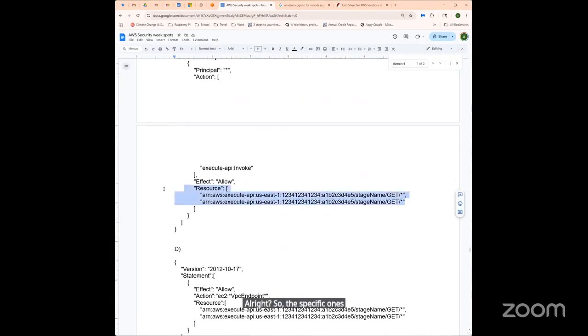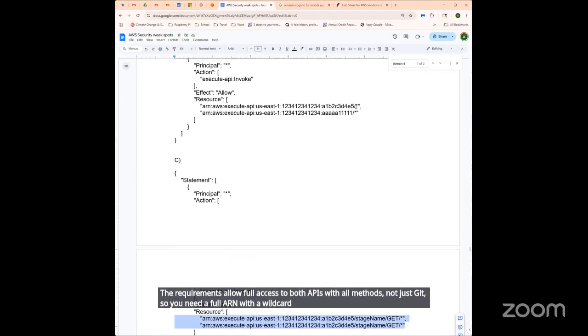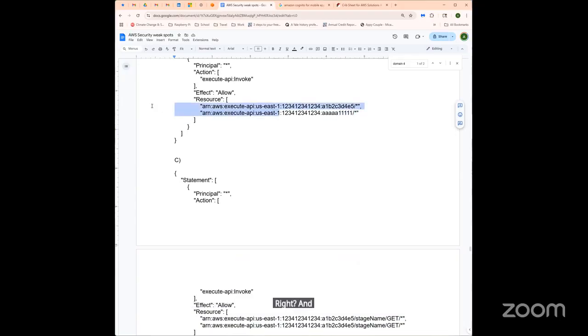So why is this incorrect? Okay, so this grants access only to GET methods for one API. The requirement is to allow full access to both APIs with all methods, not just GET. So you need a full ARN with a wildcard, right? So it's that wildcard right here, right? And to both APIs. All right.